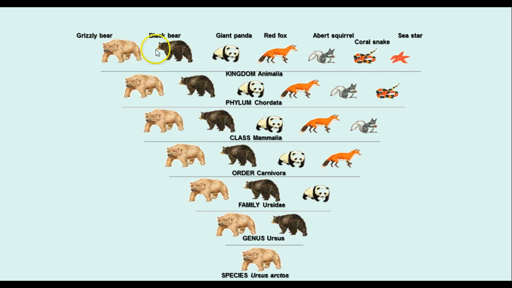And so when we look at the little animals up here, the only one that doesn't have a backbone and a spinal column is the sea star, so it would not belong to phylum Chordata, but all the others would, because they all have backbones and spinal columns.